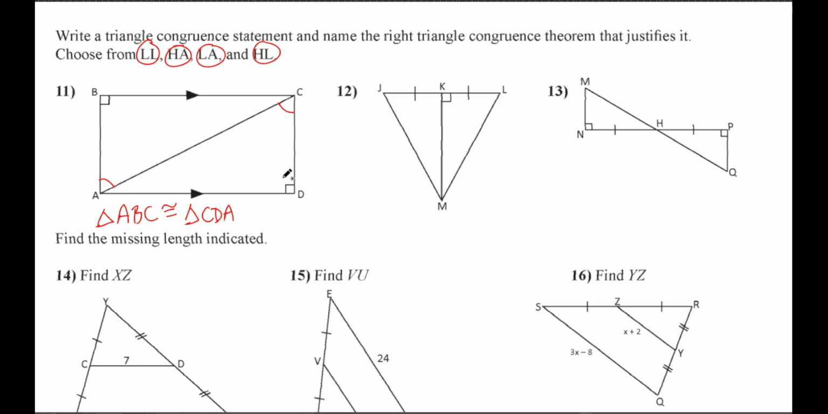Now, why are they congruent to each other? Well, I've got an angle right here, and I have that hypotenuse, right? So I've got a hypotenuse and I've got an angle. So which one of these am I going to use? Hypotenuse angle. Okay? All right. I just have to go through these kind of quick now.